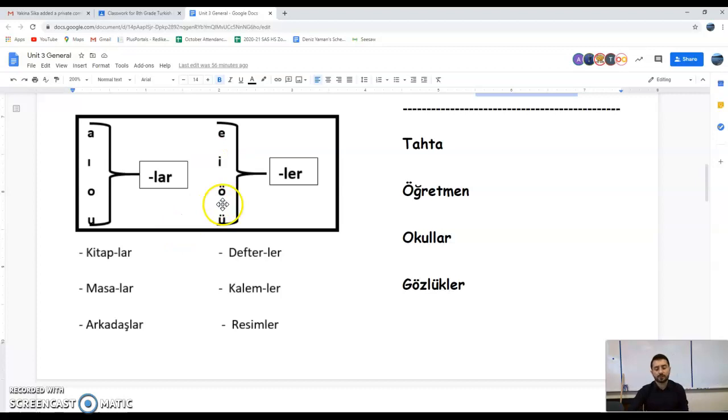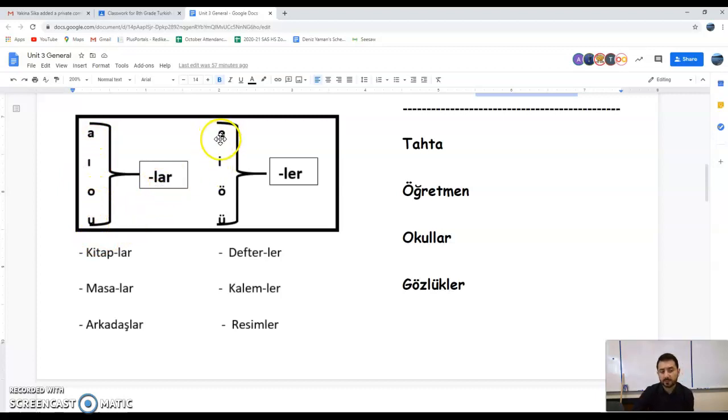In order to make the words plural, in order to make the words like more than one, we add lar or ler. So how are we going to determine which one we are going to be using in our words? So we need to look at the last vowels again. If the word that we are using ends with a, o, or u sounds, you're going to add lar.